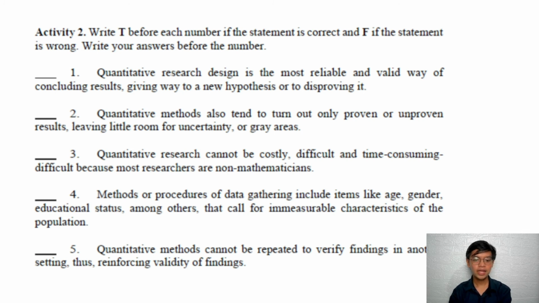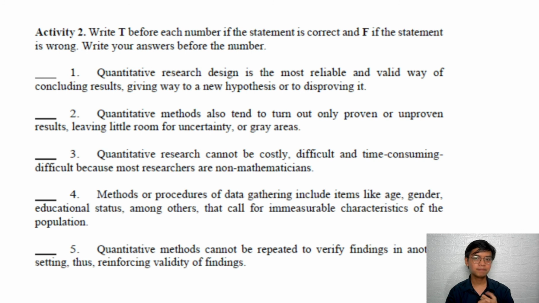Number 4, methods or procedures of data gathering include items like age, gender, educational status, among others, that call for immeasurable characteristics of the population. Again, immeasurable characteristics of the population. So that's your hint. And your answer is false, or F. In quantitative research, we try to include items like age, gender, educational status because we are measuring the characteristic of the population.